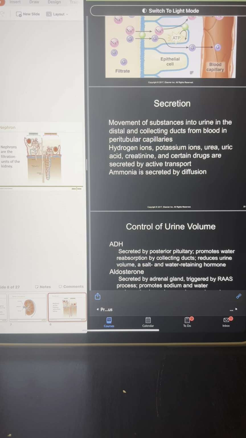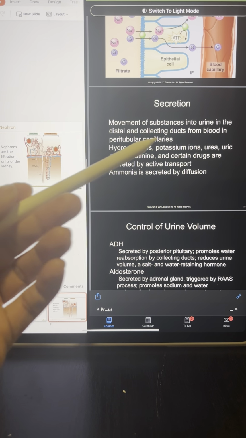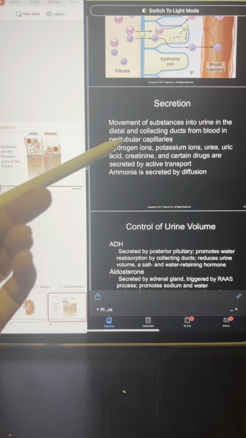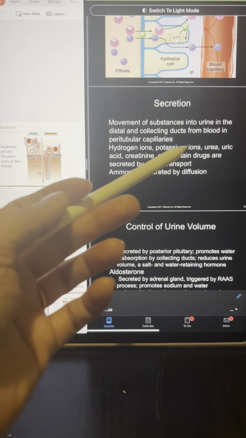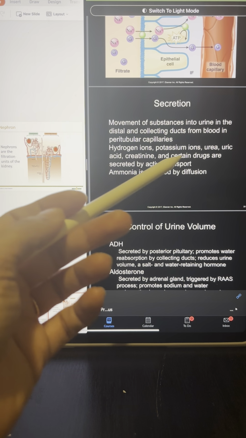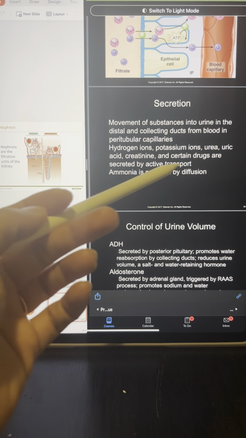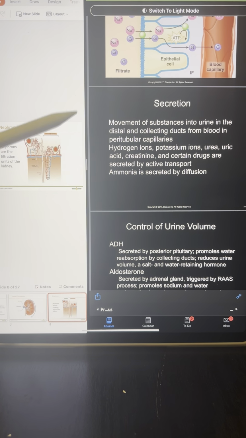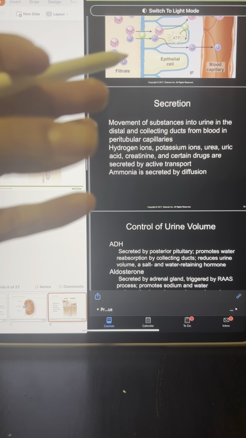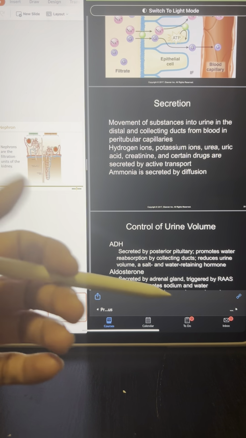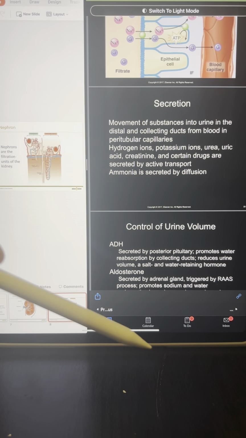Secretion, movement of substances into the urine in the distal and collecting ducts from the blood into your peritubular capillaries. Hydrogen ions, potassium, urea, uric acid, creatinine, and certain drugs are secreted by active transport. And ammonia is secreted by diffusion. Then it diffuses into the tubes where it joins the urine in the collecting duct and then empties into the calyx, into the pelvis, into the ureter.